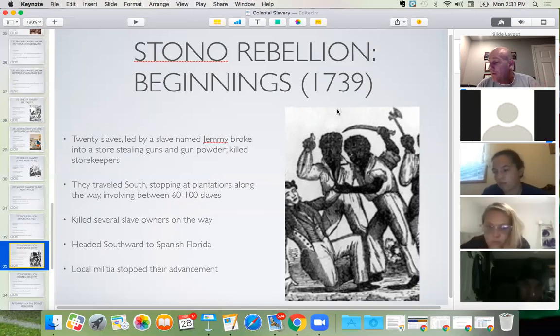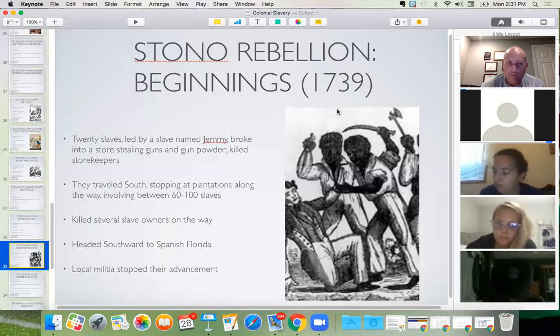Once again, they're hoping to get to Spanish Florida because they want land, they want the freedom that supposedly would exist there. A local militia is going to rally and stop their advancement at the Edisto River, which is south of Charleston. They're getting to Georgia and then into Florida, the long hike, but they get halted at Edisto, and many of them are killed.